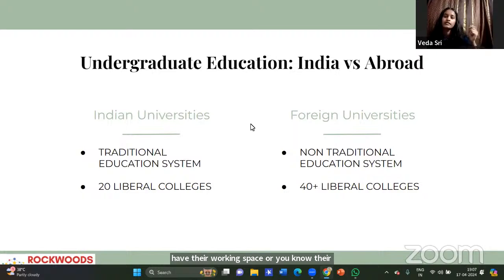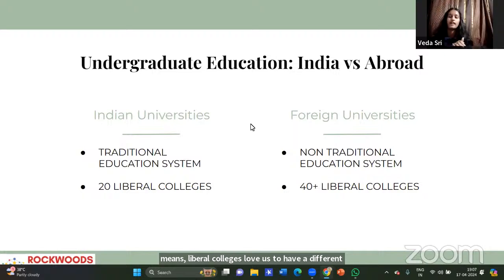So the work or education life and the personal life of a student is very balanced, but that's generally not found in the Indian universities or colleges that we have here. And we actually have less than 20 liberal colleges in India. For the audience who don't know what liberal means, liberal colleges allow us to have different options of courses to study.